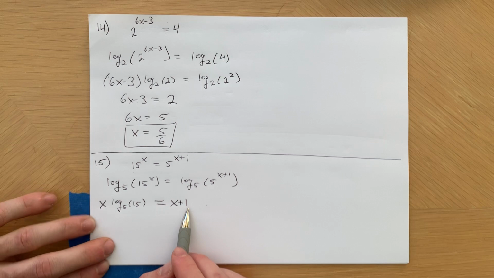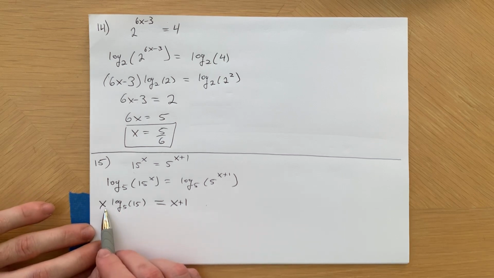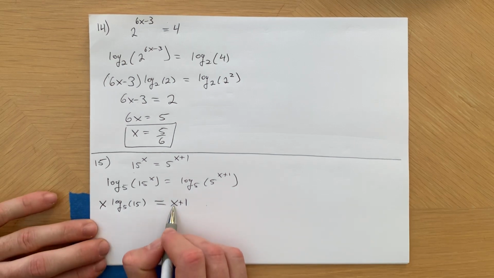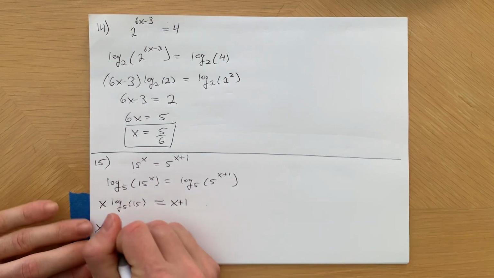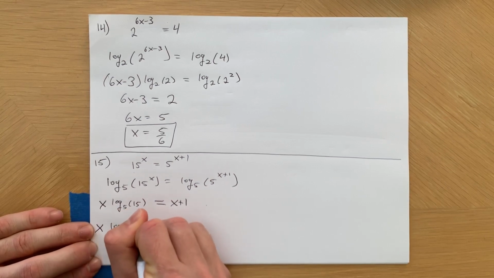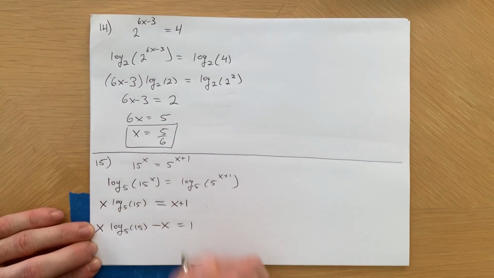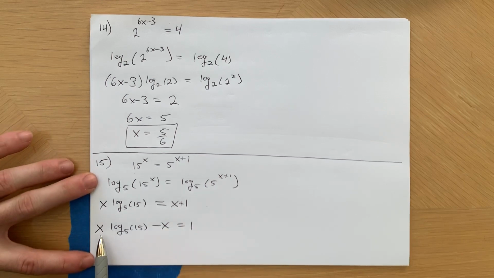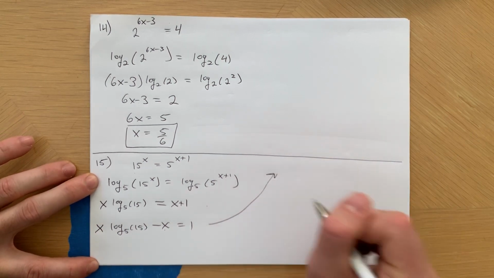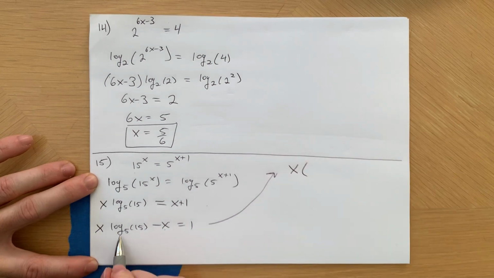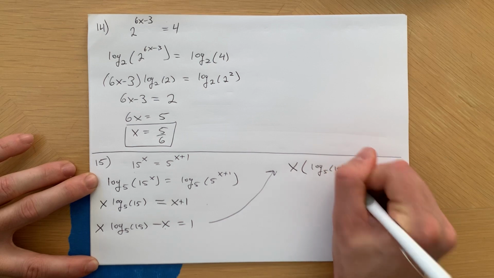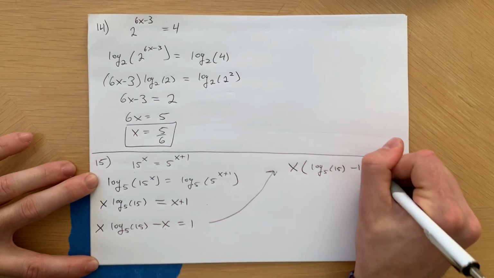Okay, and now we have this equation, and we want to solve it for x. So we want to get the x's on the same side and everything else on the other side. So the first thing we want to do is just subtract this x over. So we're going to have x log base 5 of 15 minus x is equal to 1. Again, all we did here is subtract this x over to the left. So now we have x right here and x right here, so we can factor out an x. Let's do that up here. So we're going to factor out an x, and what we're left with is log base 5 of 15 minus 1 is equal to 1.